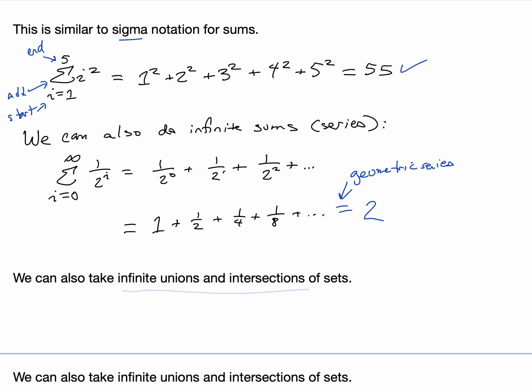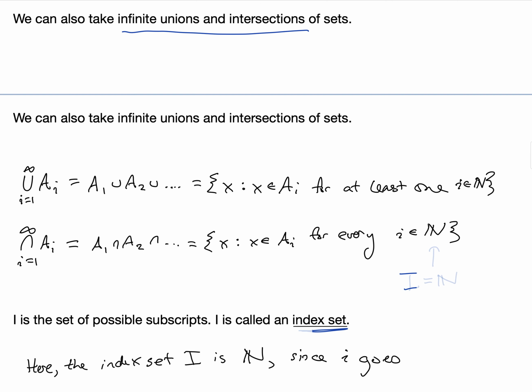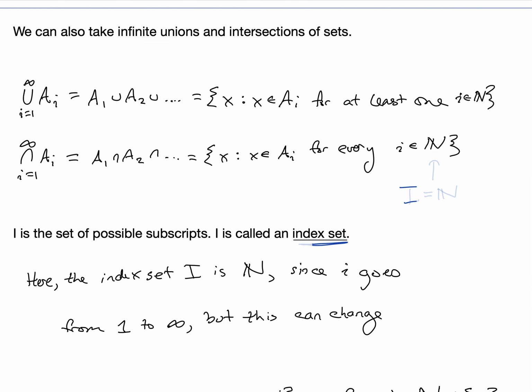And similarly, we can take infinite unions and intersections of sets. Here is the notation for that. We could use i equals 1 to infinity of the set A_i, and that would be A1 union A2 union A3 on and on forever. That could also be written as the set of x such that x is in the set A_i for at least one i in the natural numbers, because here we're going from i equals 1 to infinity. Similarly, the intersection from i equals 1 to infinity is the set of x such that x is in A_i for every i in the natural numbers.